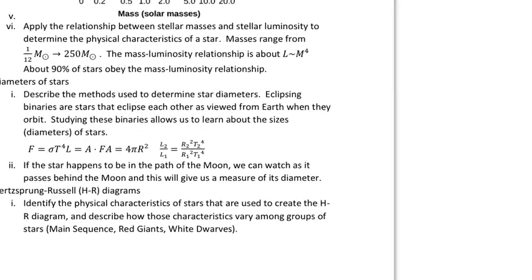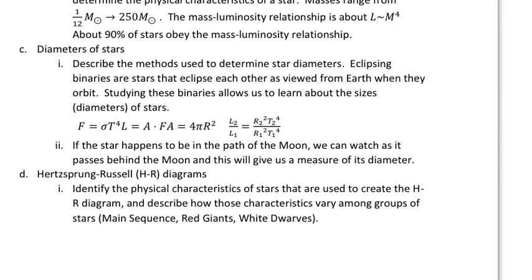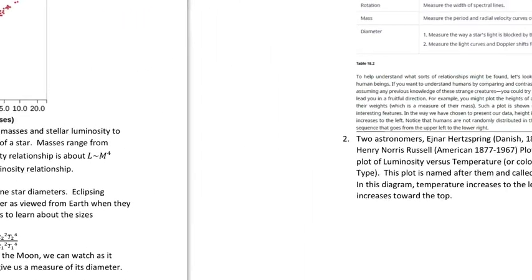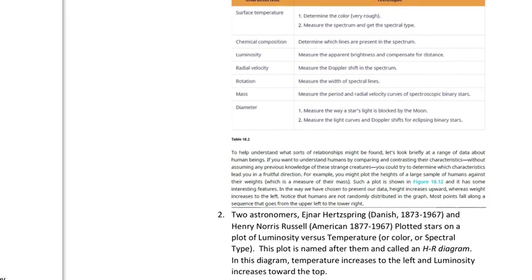So let's talk about the Hertzsprung-Russell diagrams. So there are two guys, I think I wrote their names down somewhere, but maybe I didn't. Yeah, two astronomers: one is a Danish guy named Ejnar Hertzsprung, and Henry Norris Russell, an American astronomer. I'm pretty sure he was the guy who Cecilia Payne's Nobel Prize.